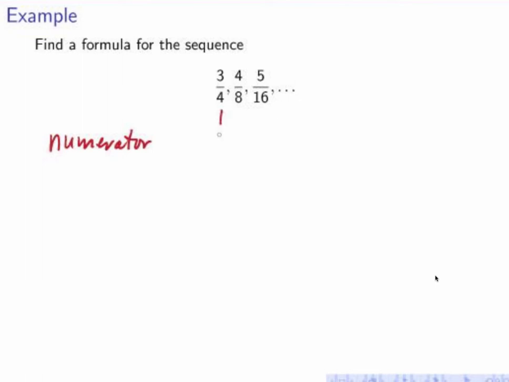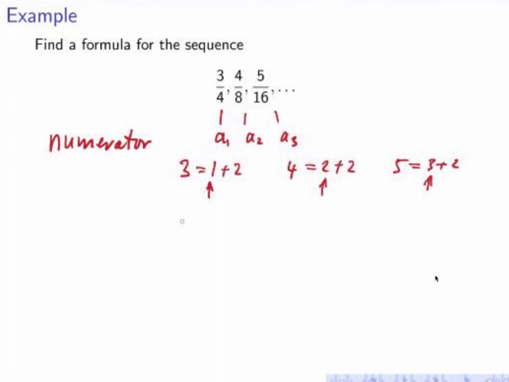But now we want to associate this with the element A1, and this is the element A2, and this is the element A3. So then I write 3 is 1 plus 2, and 4, the next element, is 2 plus 2, and the next element again, 5, is equal to 3 plus 2, and so here are the pointers. This is the 1, this is the 2, and this is the 3. So then it leads us to the general formula for the numerator, which is n plus 2.